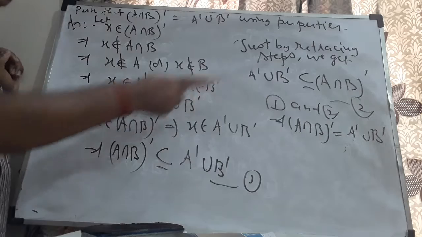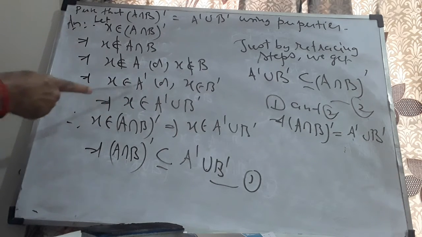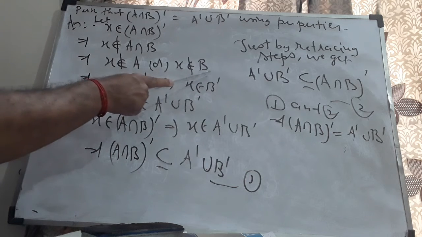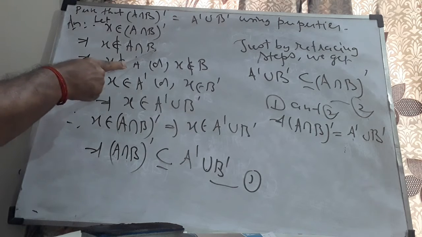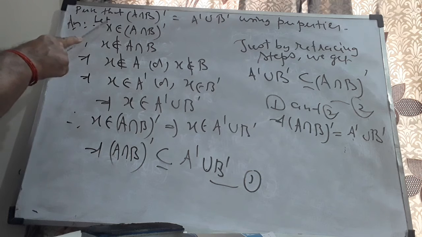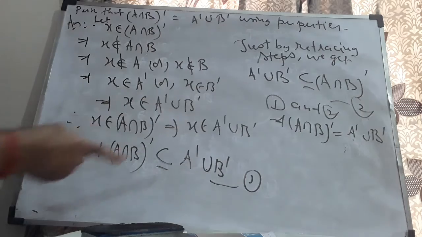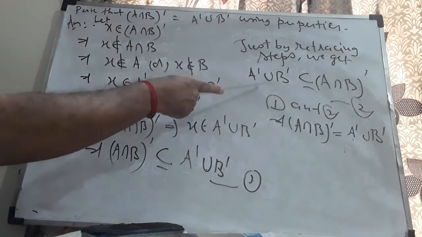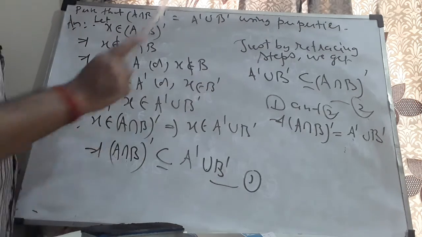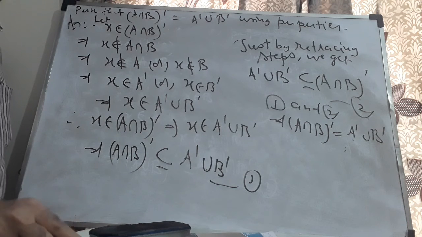B dash. Just by retracing the steps, x element of A dash union B dash implies x element of A dash or x element of B dash, implies x not in A or x not in B, implies x not in A intersection B. If it is not there in one of them, it won't be there in the intersection. It will definitely be there in the complement. Therefore, RHS A dash union B dash is a subset of (A intersection B) whole dash. Therefore, 1 and 2 imply they both are equal. (A intersection B) whole dash is equal to A dash union B dash.